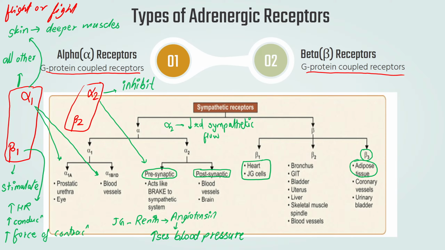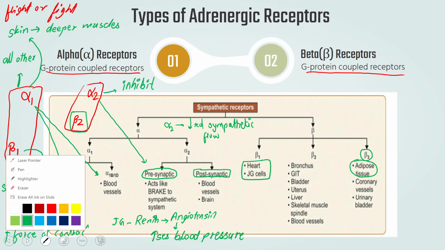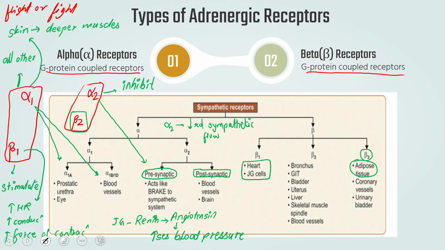Now coming on to the beta 2 receptors. Obviously beta 2 is the same as alpha 1, I'll write beta 2 here. See, beta 2. Beta 2 will be present in all the rest of the smooth muscles. Always remember, like we learned in the cholinergic system also, the sympathetic and the parasympathetic system both have opposing functions.